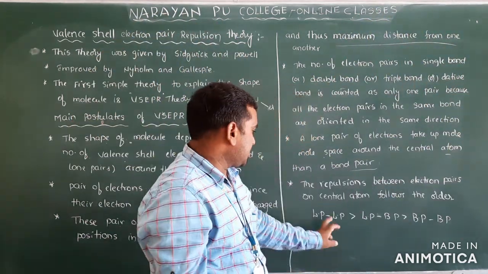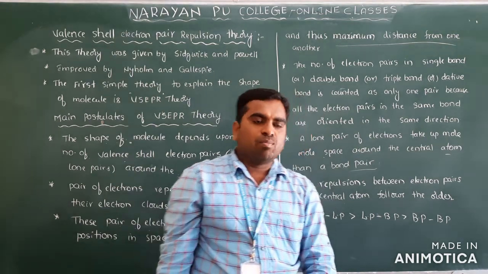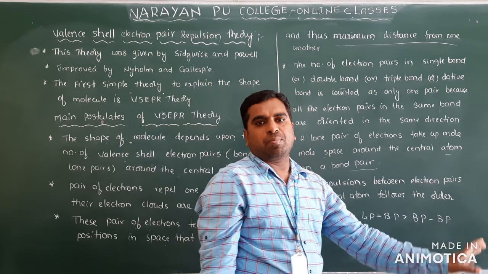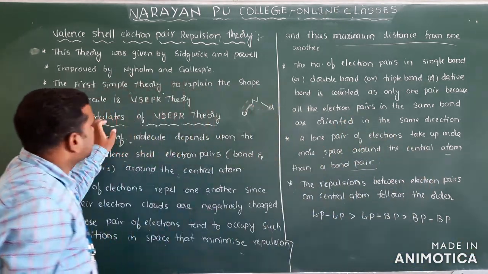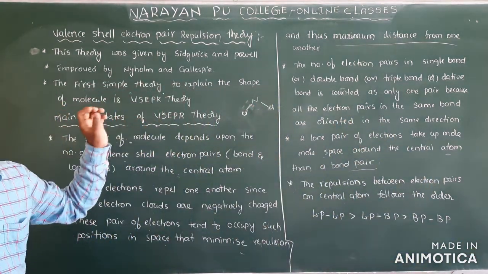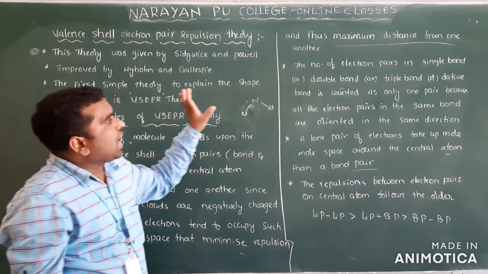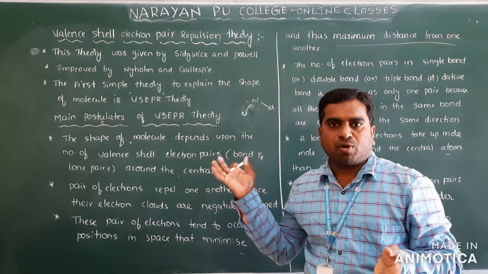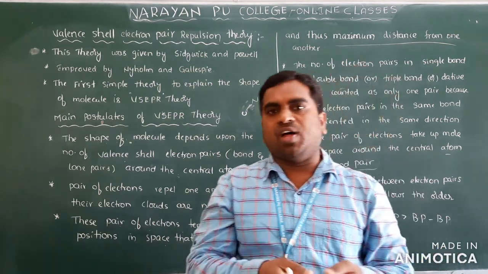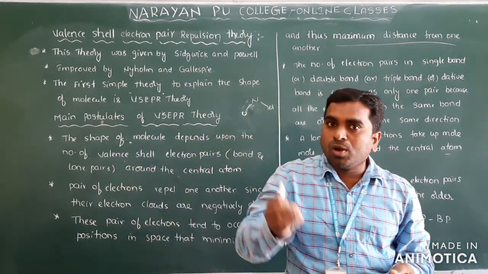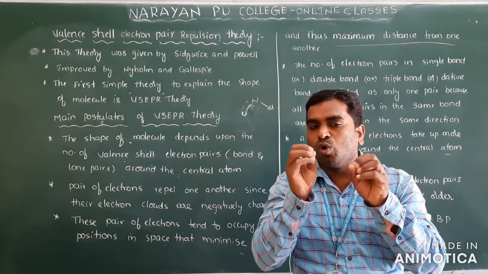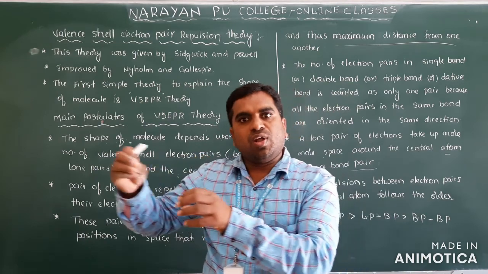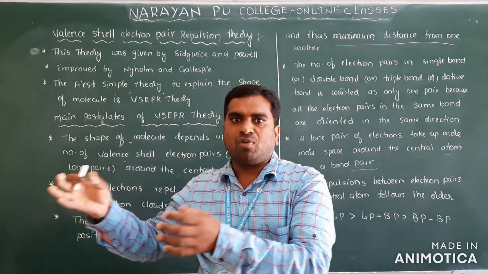So more repulsions means the lone pair will have more repulsion than lone pair-bond pair, and bond pair-bond pair. So these are the main postulates of VSEPR theory. Clear? And now we will discuss the shape of the molecule, or you can simply say the geometry of the molecule, with lone pairs and without lone pairs. If a lone pair is present, then automatically it changes the regular geometry or symmetry of the molecule.